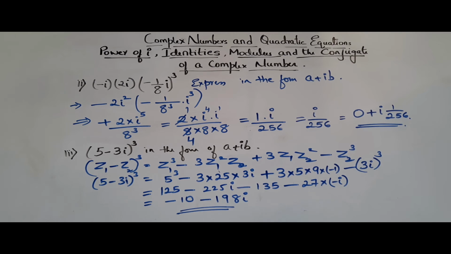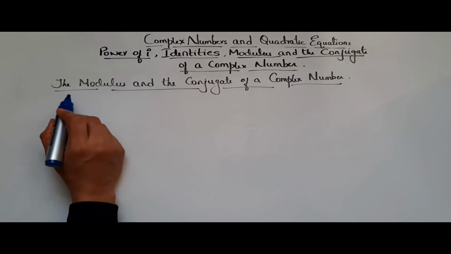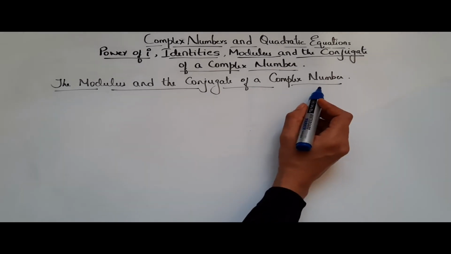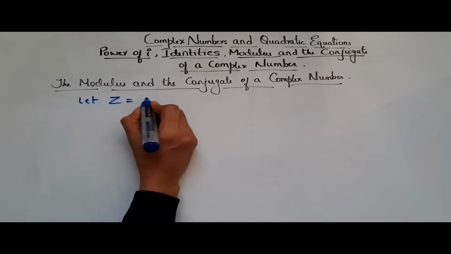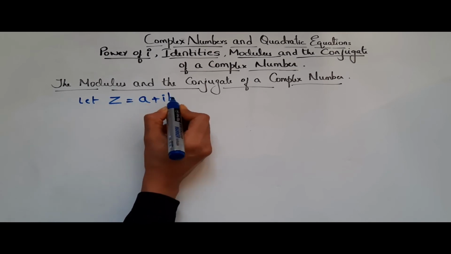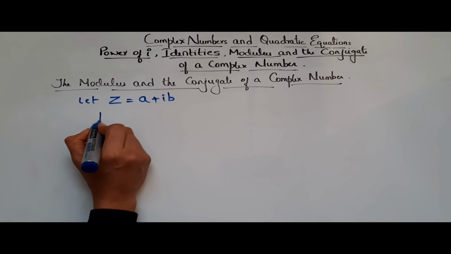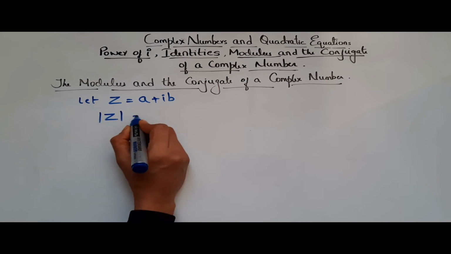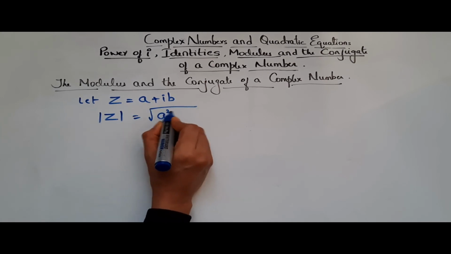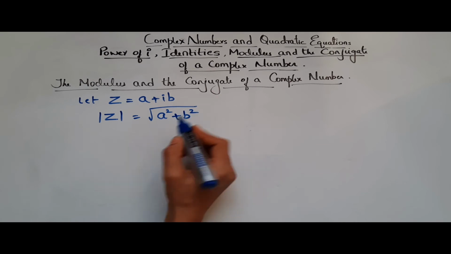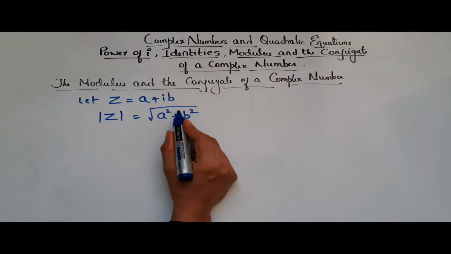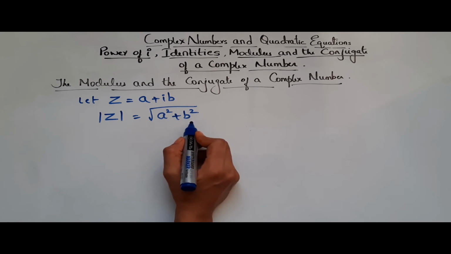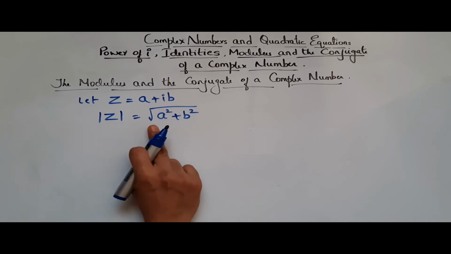Now let's move on to the last part of this video, that is modulus and conjugate of the complex number. First let's see the modulus. Let's take a complex number z equal to a + ib. The modulus is denoted by mod z, which is given by the square root of a squared plus b squared. A here is the real part of the complex number and b here is the imaginary part of the complex number.